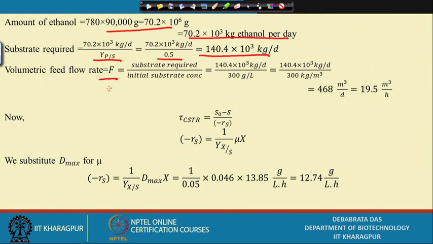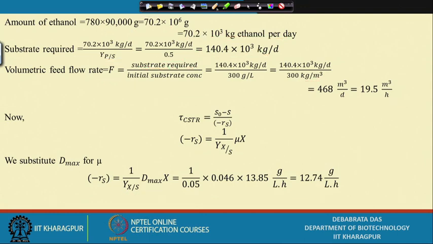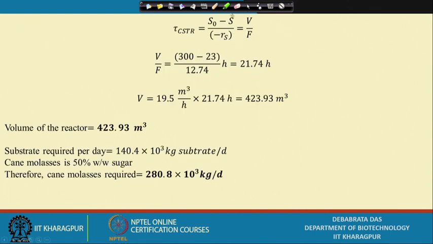Now, what is the flow rate? Flow rate equal to amount of substrate required divided by initial substrate concentration. So, we can easily find out this is the flow rate, and once we know the flow rate, then we come to tau CSTR equal to S 0 minus S by minus R S, R S equal to this. This R S value we can easily calculate. We find out this is the R S value, similar to the first problem that I explained. I am not explaining again here, and we find out the value of tau CSTR is equal to V by F, equal to S 0 minus S by minus R S.